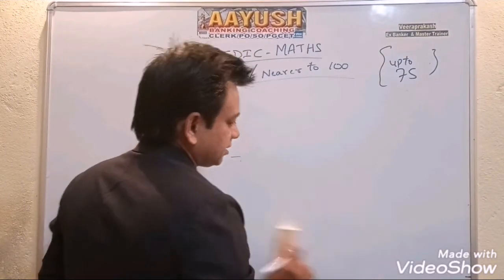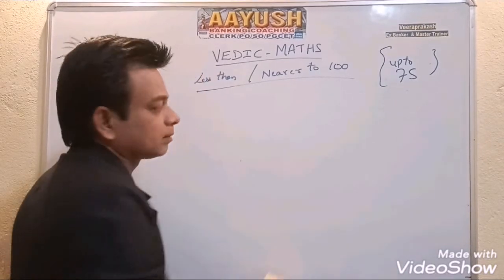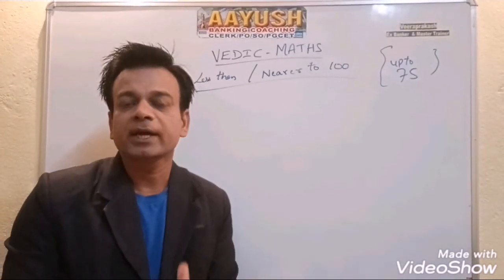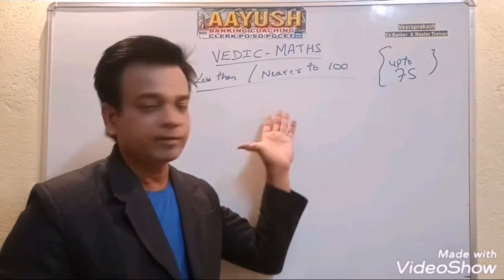Okay, so just go on practicing this until you become perfect. You require some 30 to 40 problems based on this, for numbers nearer to 100.